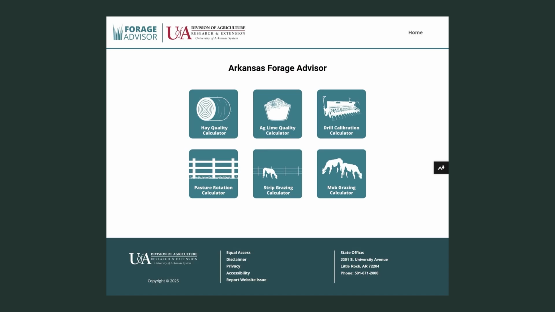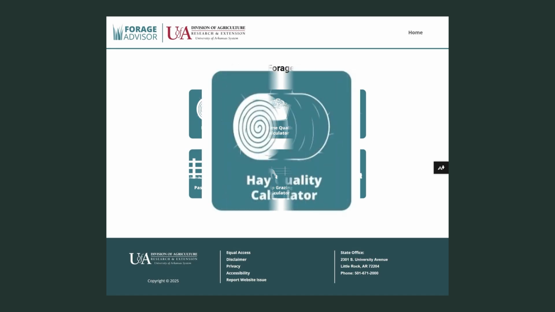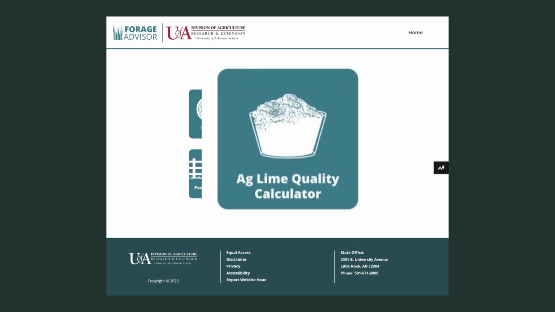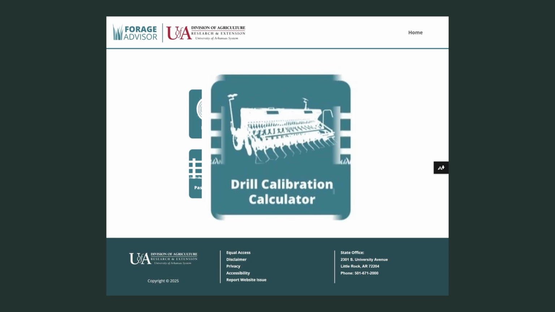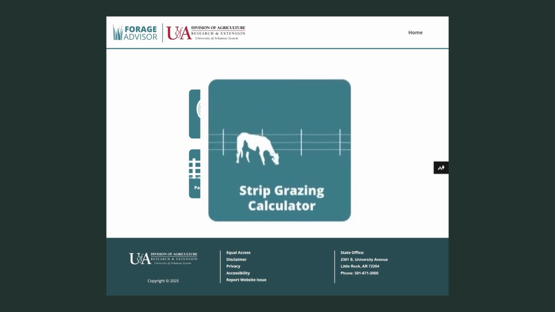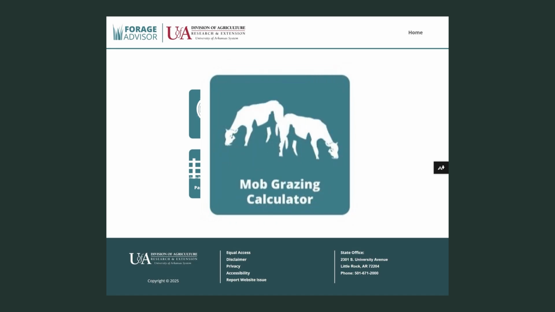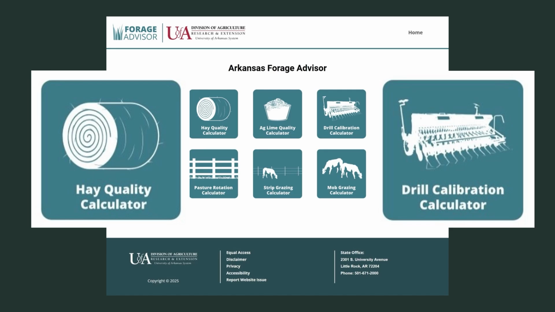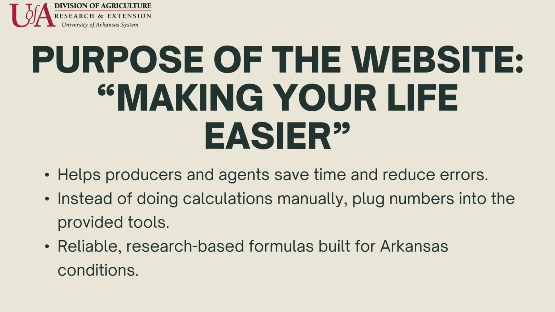So this is pretty much what the website looks like. And the tools it has, you have your hay quality calculator, your ag lime quality calculator, your drill calibration calculator, pasture rotation, strip grazing, and mob grazing. The two we're going to talk about are only the hay quality calculator and the drill calibration calculator. Probably the most reliable on there. I haven't used the other four very much, so I'm not sure about those. Like I said, it's just to help make your life easier.